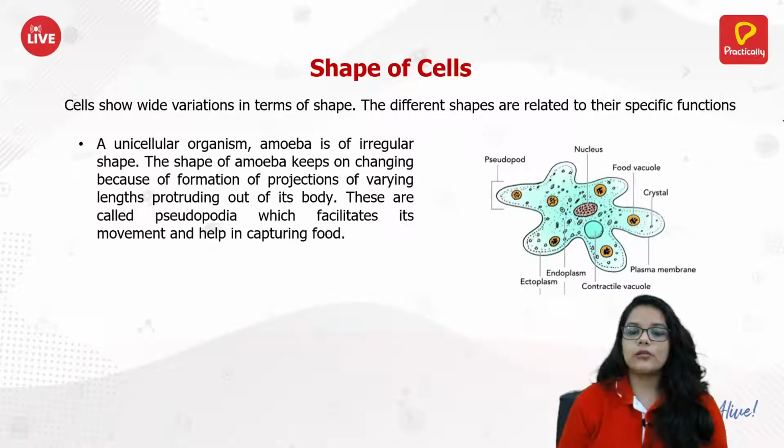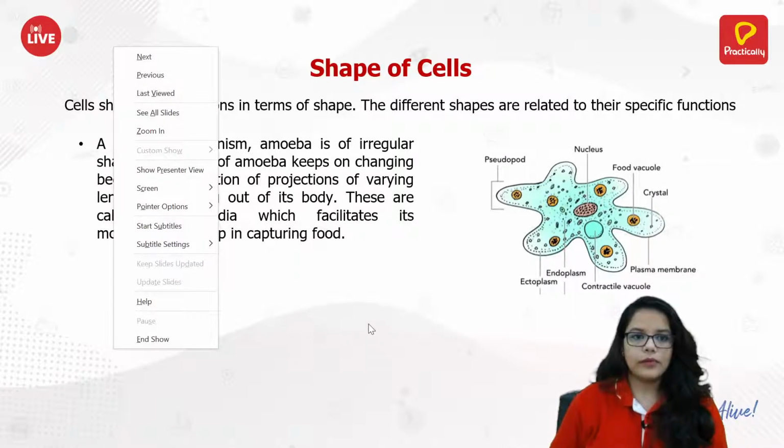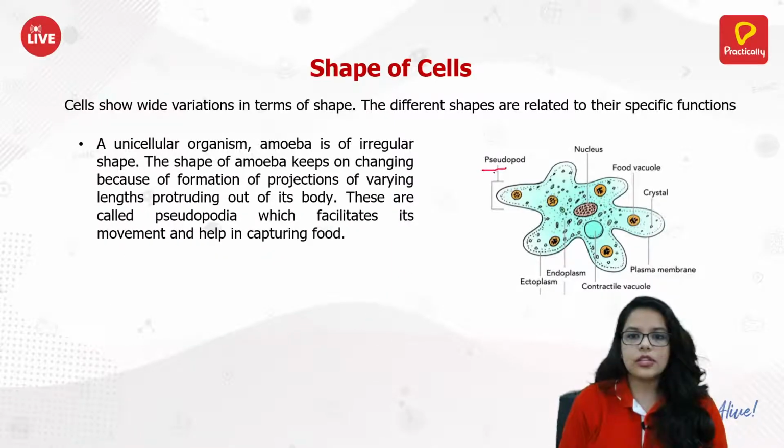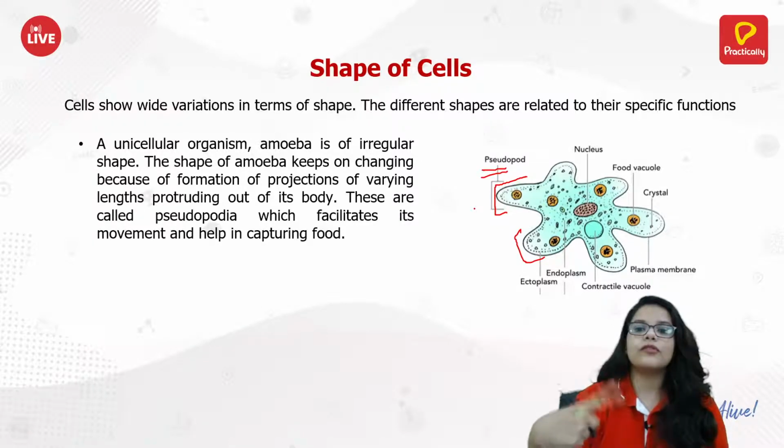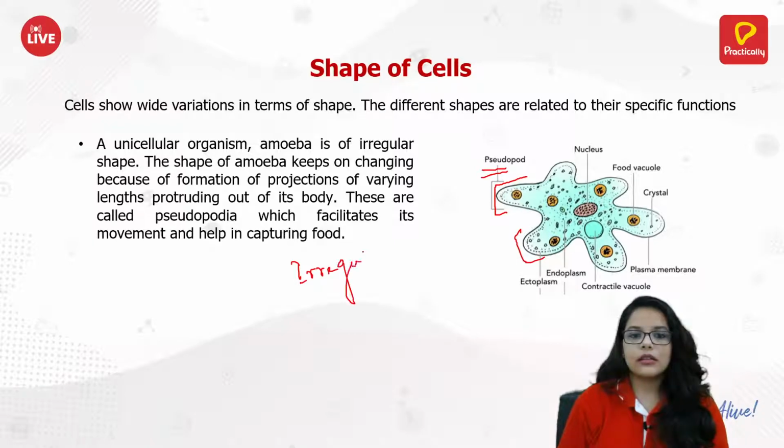There are organisms such as amoeba and all, okay, who have a very irregular shape. They do not have a proper shape, they keep changing their shape. That's why they have pseudopods. This pseudopod thing actually keeps changing. When they move, the shape of the amoeba keeps changing. So these are irregularly shaped cells.